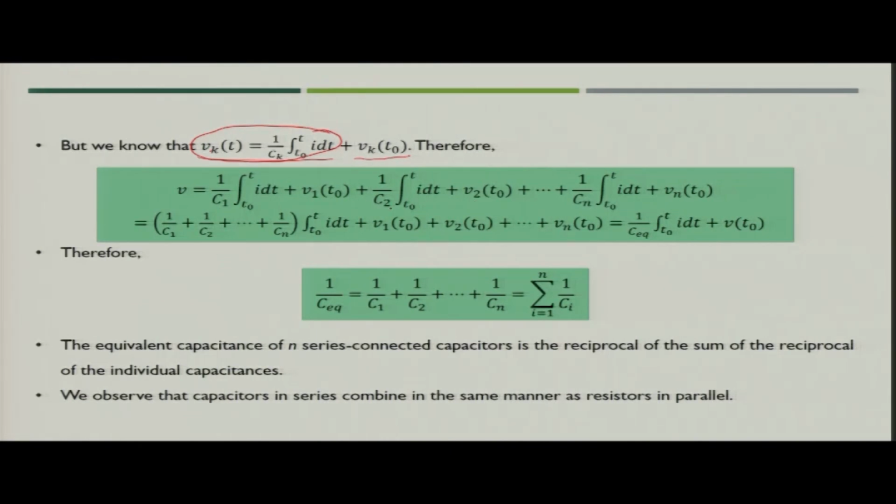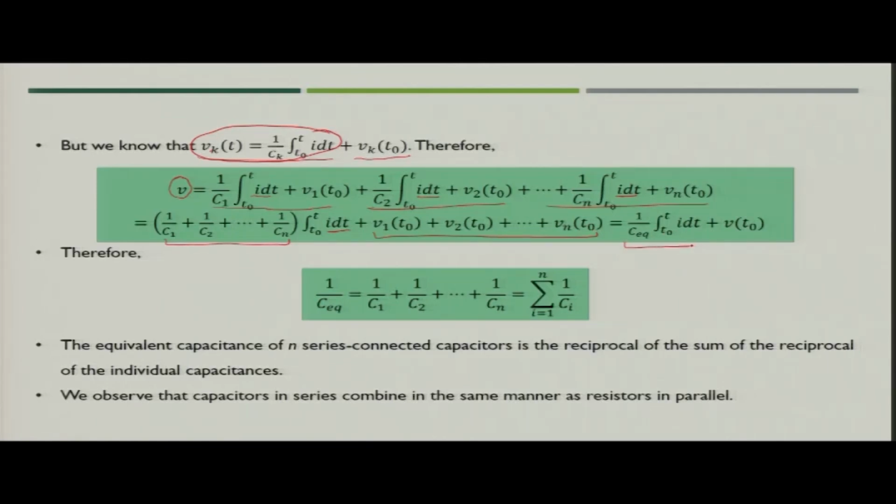capacitor. If you add up the voltages for all the capacitors which are connected in series, you will get the value of total voltage V, and that is nothing but 1 upon C1, t naught to t integral i dt, because current i is the same in all the capacitors, because it is in a loop. When you rearrange this equation, you will get 1 upon C1 plus 1 upon C2, and so on. You can club all of the capacitances outside the integral, because these are constant quantities, and then t naught to t i dt, because this is common, and then the initial voltages.